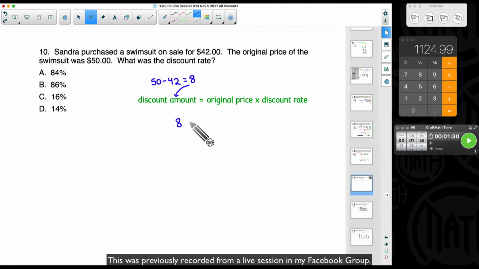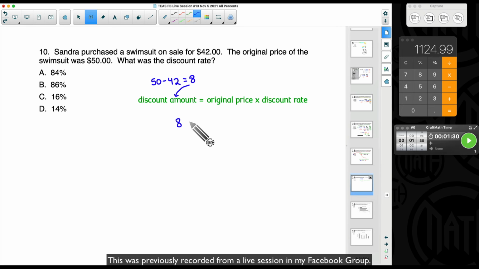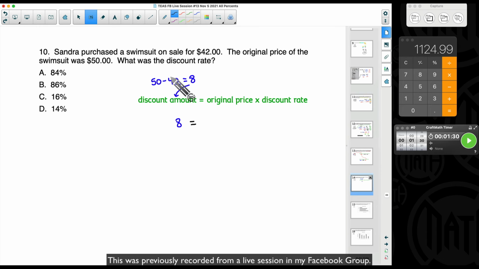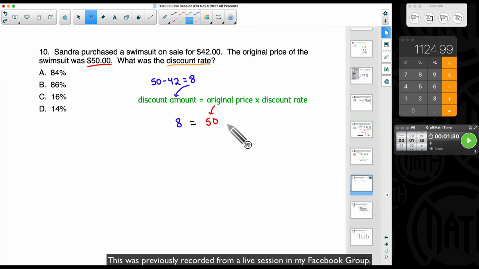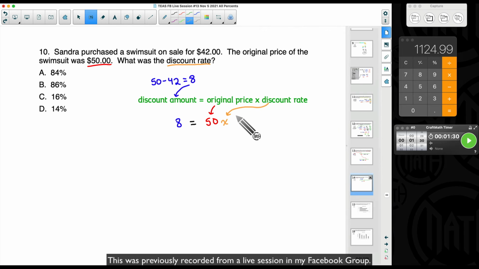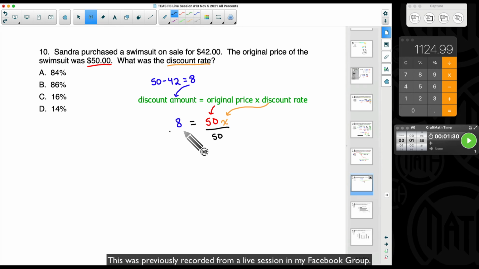That's how much the customer is saving. They're saving 8 bucks. Sandra, in this case, the original price was $50. So bring that on down. And we're trying to find the discount rate. So the discount rate, we don't know. I'm going to call that X. And now we have an equation. So divide both sides by 50, and we will have this answer right here. So divide by 50 to get the X by itself.